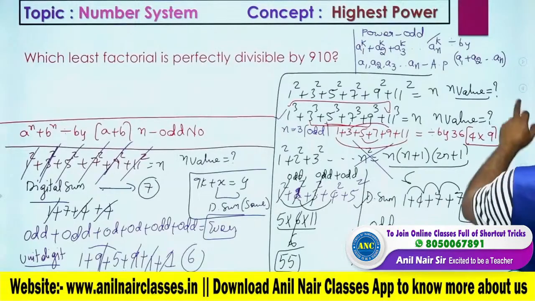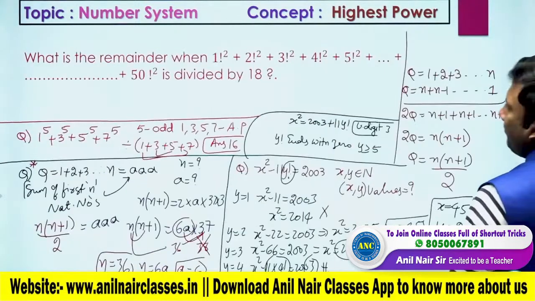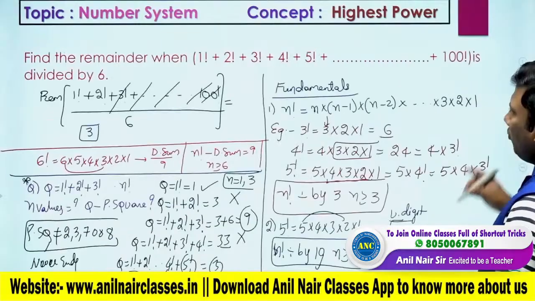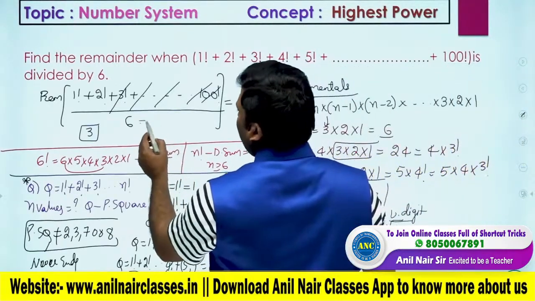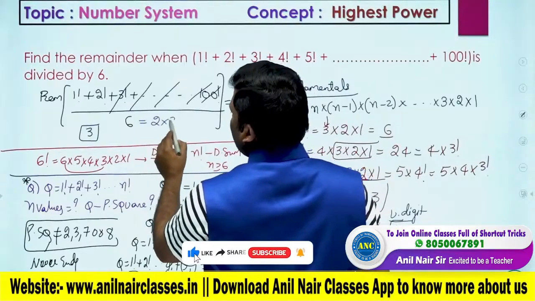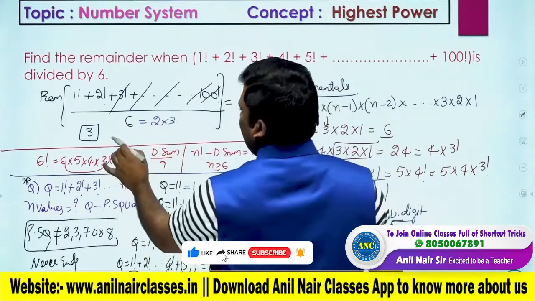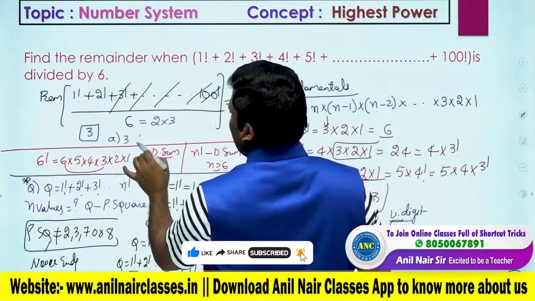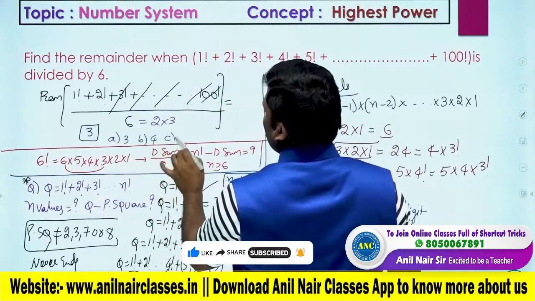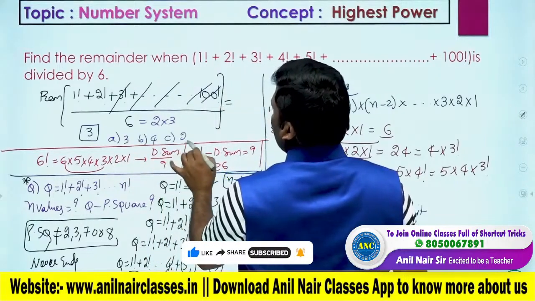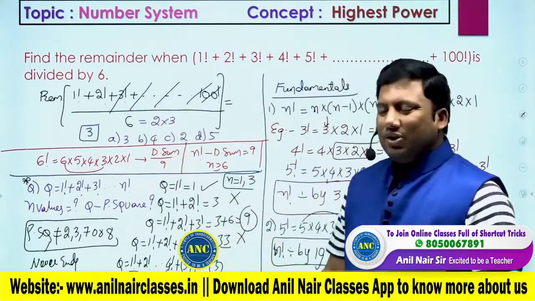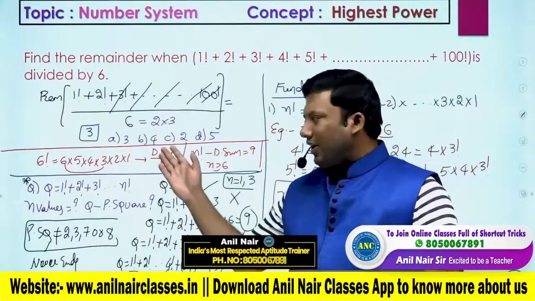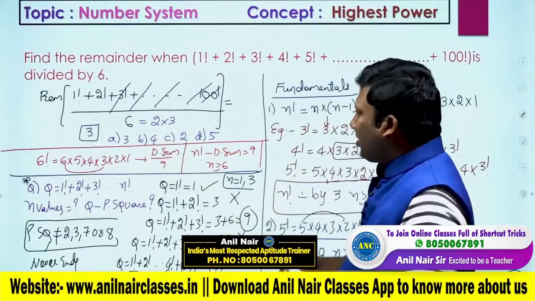For you to understand this idea, let me do one more question. 6 is nothing but 2 into 3. If the options are like this: 3, 4, 2 and 5. Whenever you divide a number by 6, you will get remainders from 0 to 5.